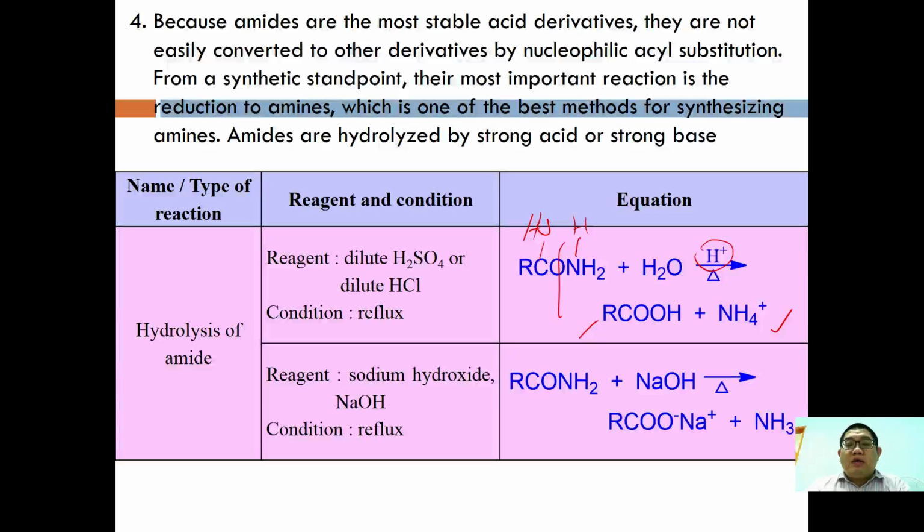However, if it is alkaline hydrolysis, similarly you form an OH here. So you form carboxylic acid and also ammonia. However, because carboxylic acid is acidic, it will further react with the sodium hydroxide to form a carboxylate salt plus ammonia as a side product.